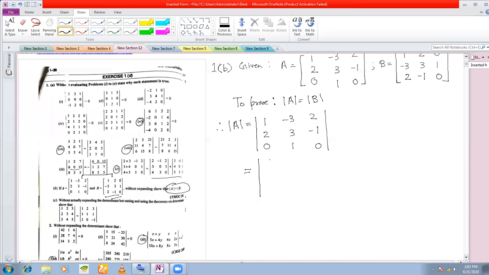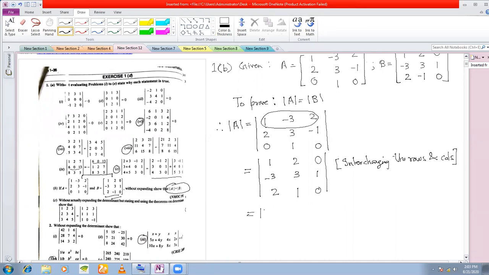Okay, so what I do is make this first row into a column. Similarly, the second row I make into a column, and the third row also I make into a column, interchanging the rows and columns. Okay, so this is equal to what? This is equal to det B, which is equal to RHS. Proved.